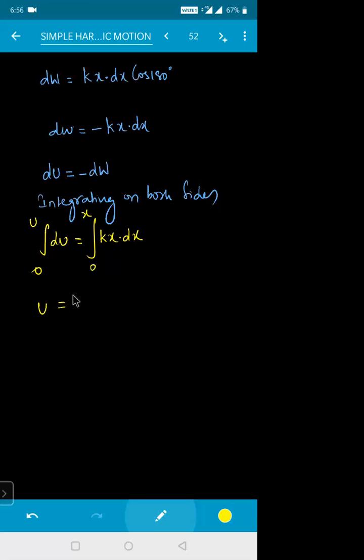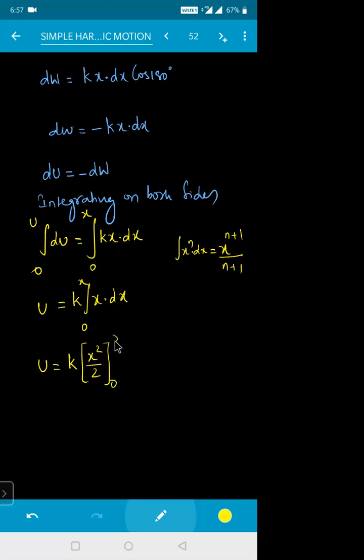So in this one k is out. Integral of x into dx, limit is 0 to x. So U is equal to k into the integral of x dx, how much? The integral of x to the power n into dx is equal to x to the power n plus 1 divided by n plus 1. Here n is 1, so 1 plus 1 is 2, x square divided by 2, limit from 0 to x.